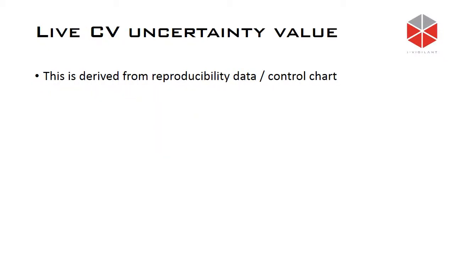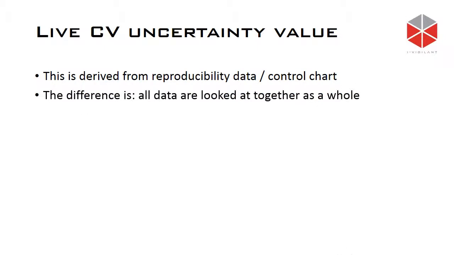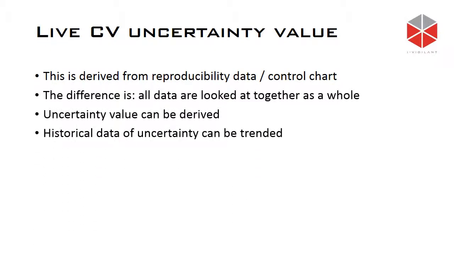Now, how to do that is, rather than doing it with the control chart, we actually use something similar to the control chart, but we derive the data from it to work out the uncertainty value of the GC. The difference between this method and the control chart method is that we look at all the data as a whole rather than individually. This uncertainty value is derived from the whole data. So all the correlation is considered inside the GC.